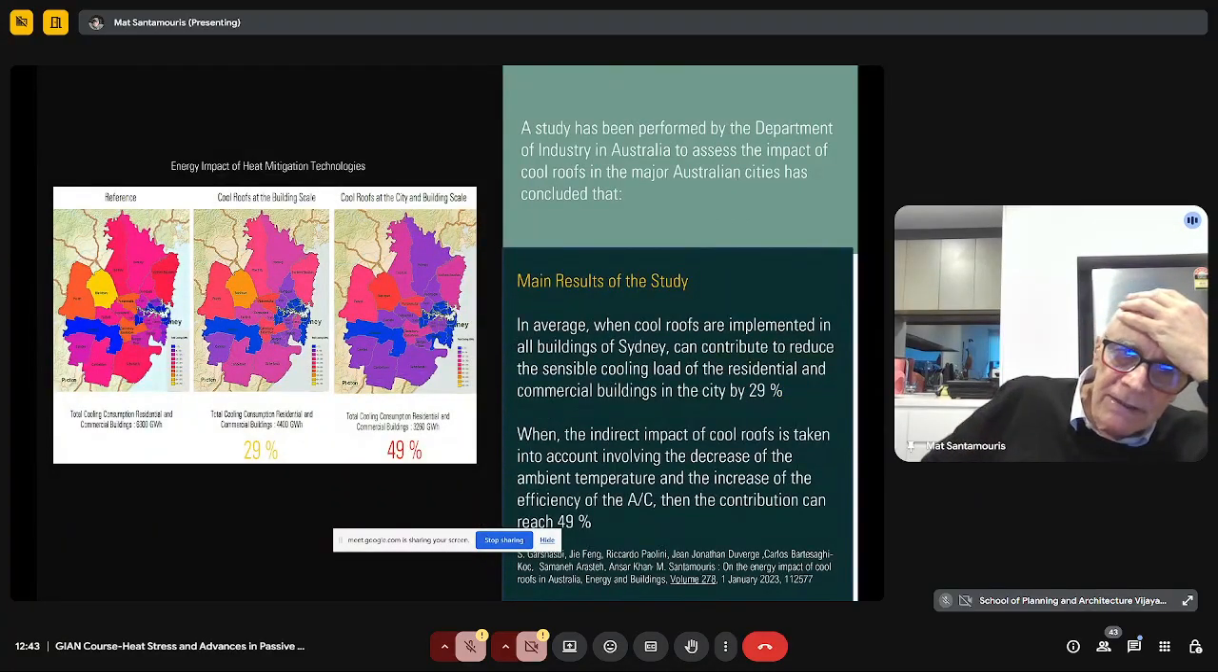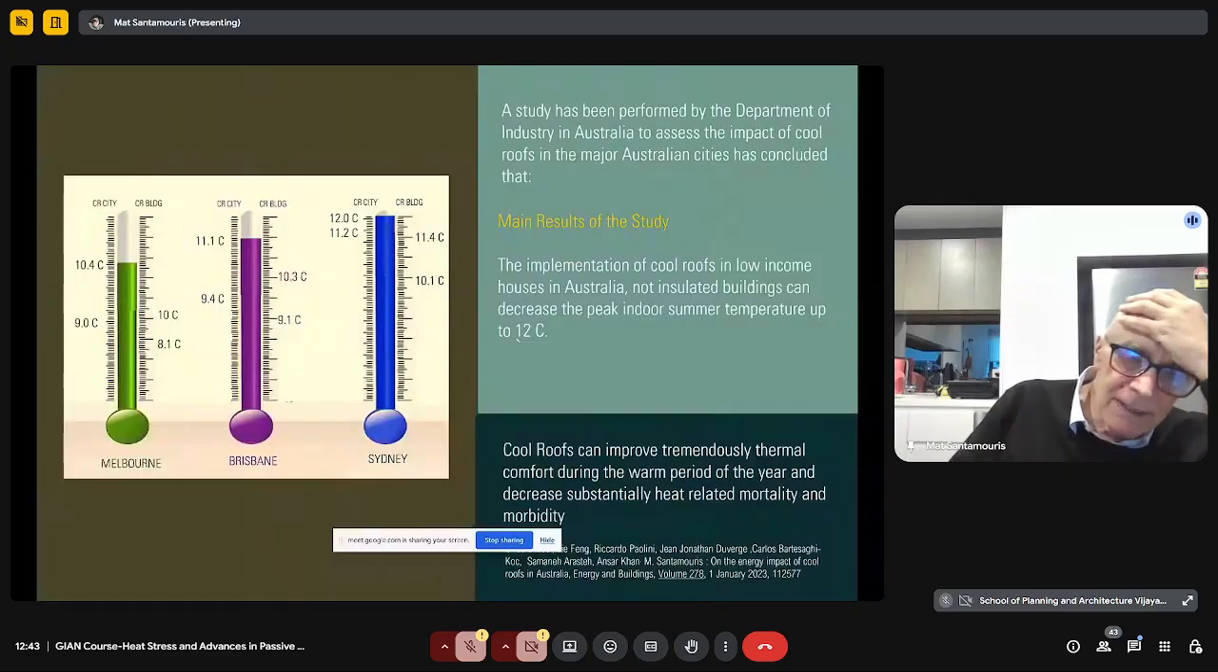Also, a recent study carried out by the Australian government showed that the implementation of these materials at the city scale here in Sydney may contribute to decreasing the cooling demand of the city by 30 to 50%. This is a tremendous decrease of the demand.